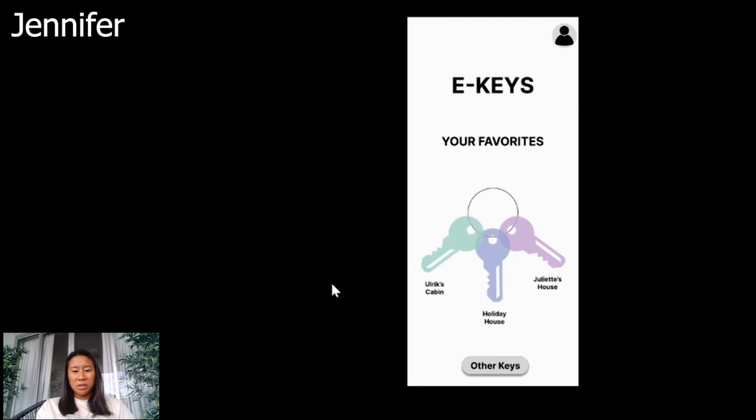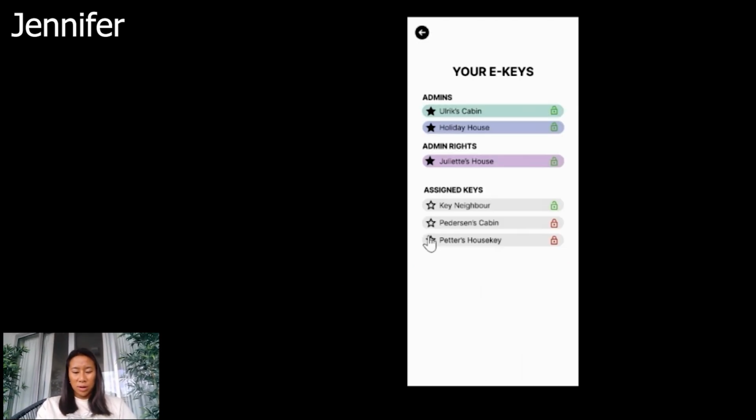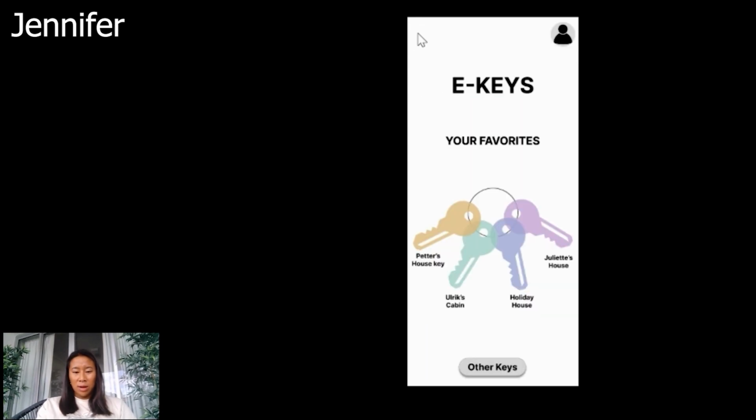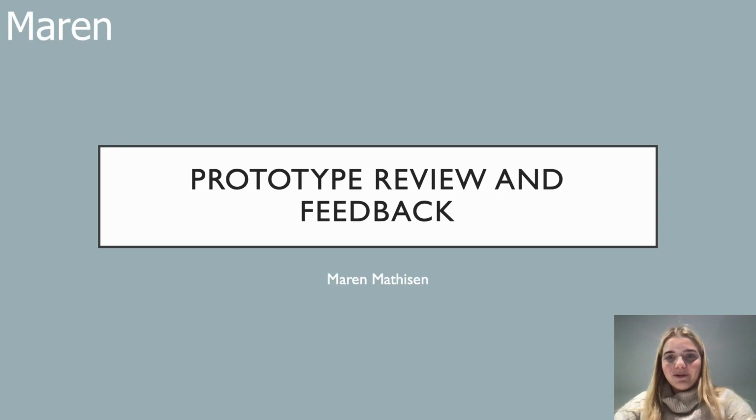Juliet wants to add Peter's house key to her favorites. She presses other keys, Peter's house key, and here you can see that Peter's house key has been added to her favorites. I will talk about prototype review and feedback for this part of the presentation.